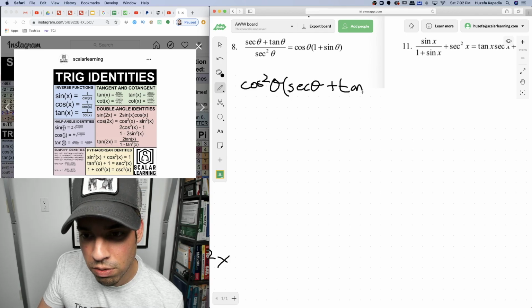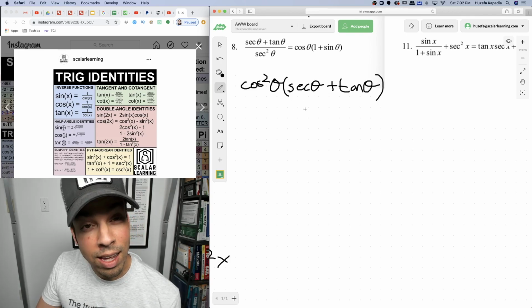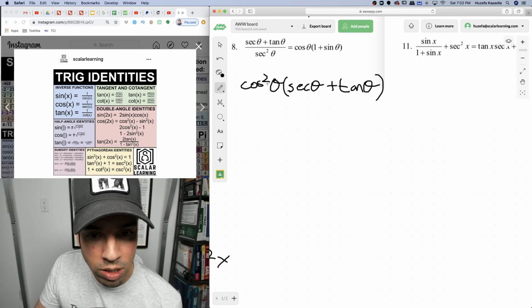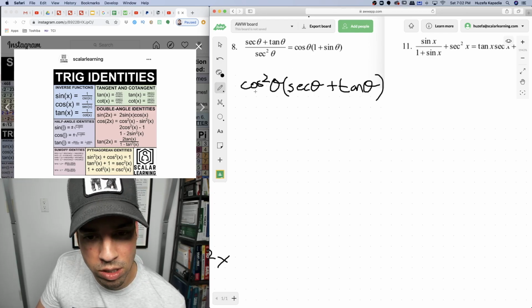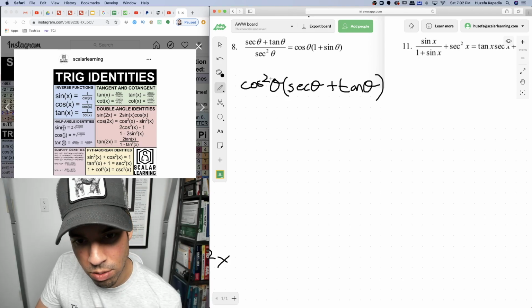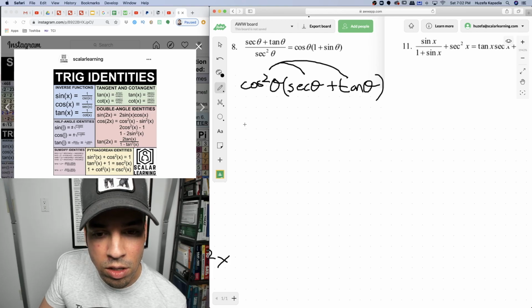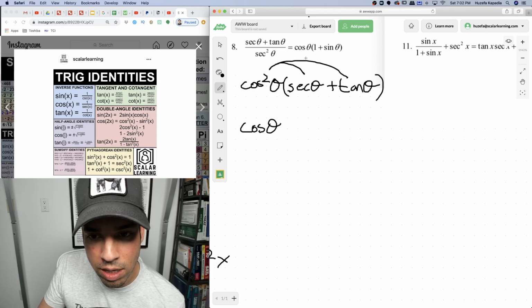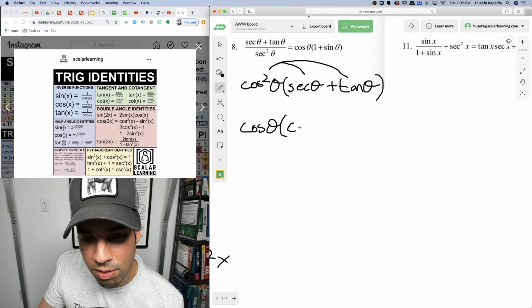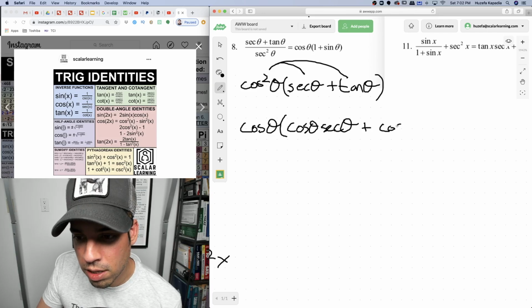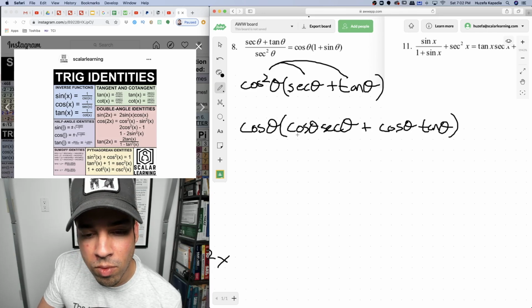It actually looks pretty good right now, right? We're getting pretty close to that form. I'm going to do something a little unorthodox. I'm going to take one of these cosines, because this is really cosine theta times cosine theta, I'm going to take one of those cosines, not both, and distribute it. So I'm going to leave one cosine theta on the outside, just like we have in there, and then I have cosine theta secant theta plus cosine theta tangent theta.